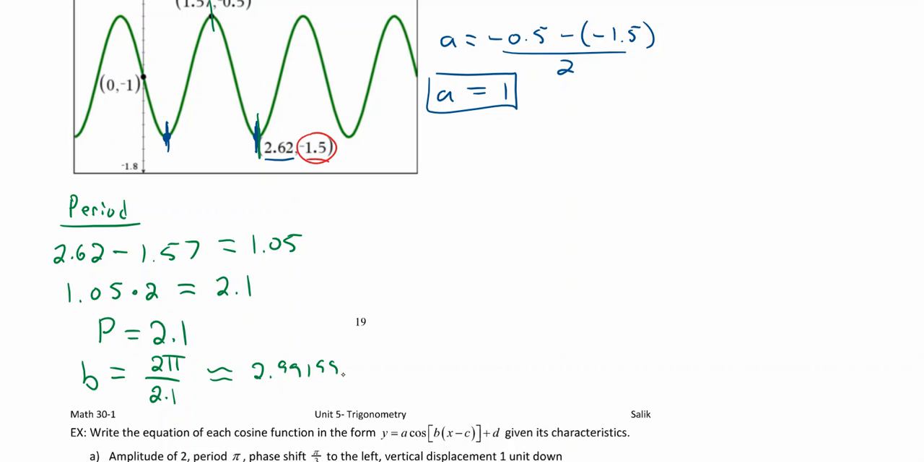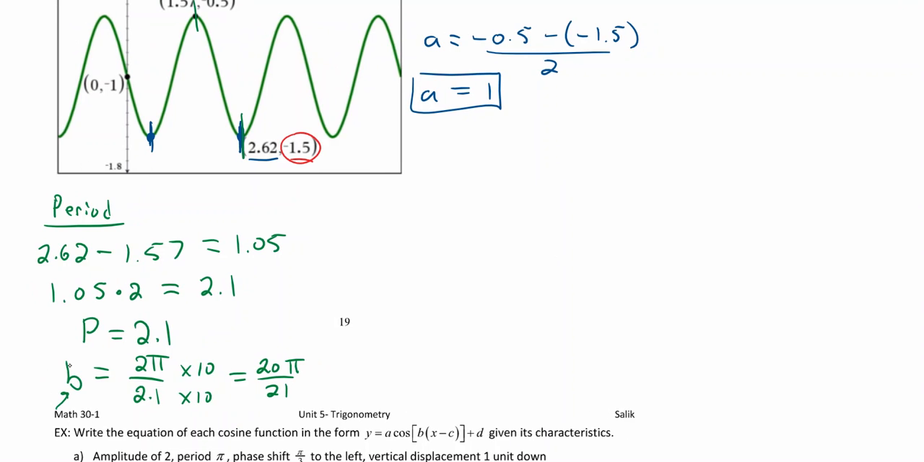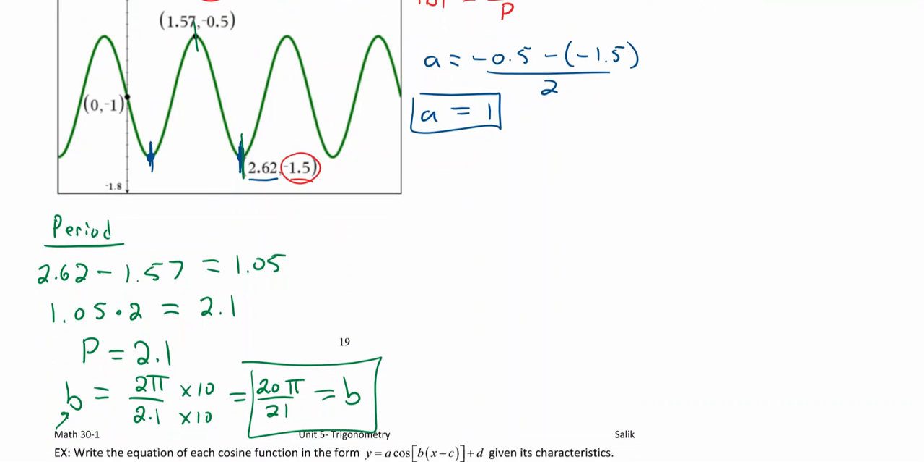But the other thing we could do here, why don't we make it legit? Why don't I get rid of this decimal by multiplying the top and the bottom here by 10, right? That would work, because if I multiply the bottom by 10, that would be 21. And then I'm making it nice numbers, right? So I'm going to multiply by 10 and multiply by 10. So now that's going to be 20 pi over 21. Okay, that's a perfectly accurate value for B now. So that's a better answer in the end, right? Let's put a box around that. So I'll say that's equal to B. All right, we're getting there. We got 2 of the 4 things.